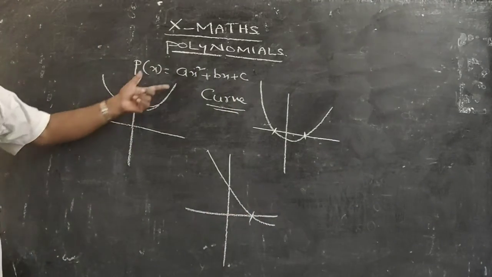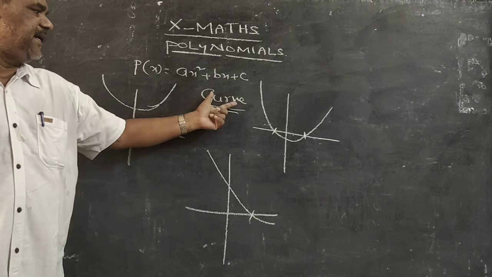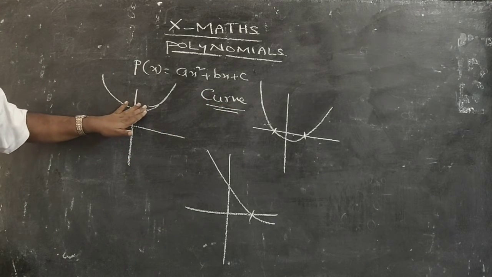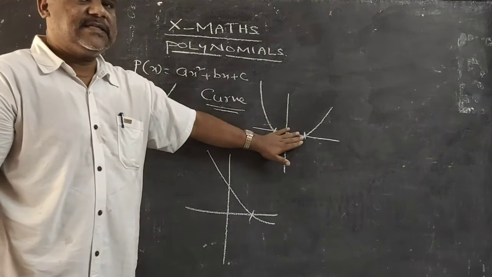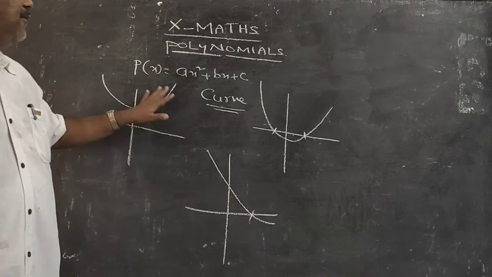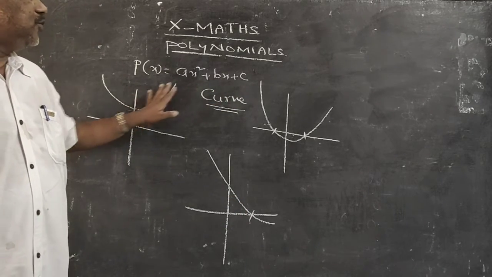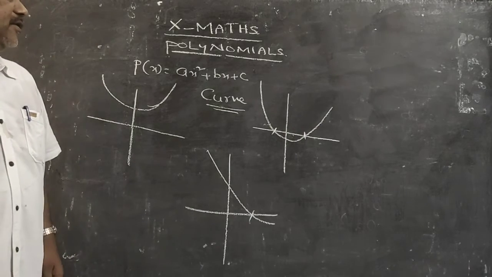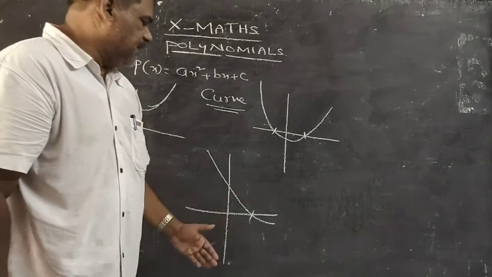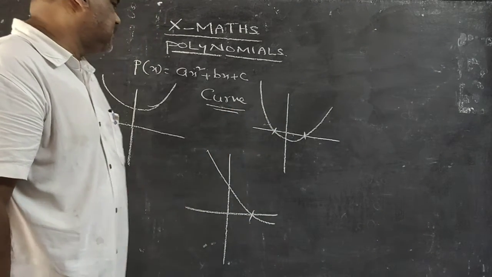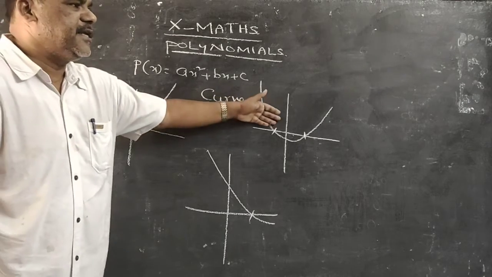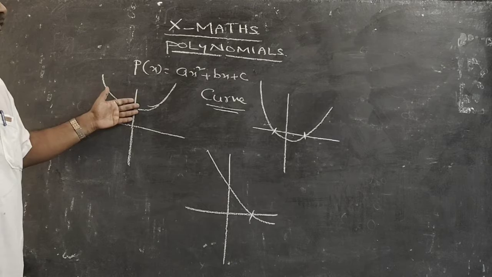Like this, every second degree expression represents a curve. These curves are three types. The curve doesn't cut x-axis at any point. The curve is cutting x-axis at 2 points. The curve is cutting x-axis at only 1 point. Before we draw the graph, we should know whether the curve is cutting x-axis or not. If the curve is cutting x-axis, at how many points is it cutting? Is it cutting at 1 point or 2 points? Or the curve is not cutting x-axis at any point. So this information we should know before we do the graph only.